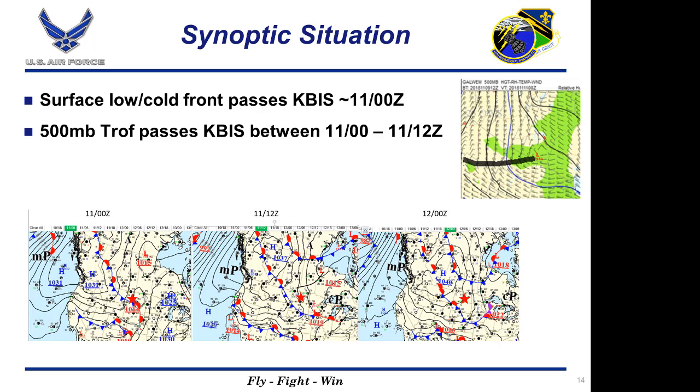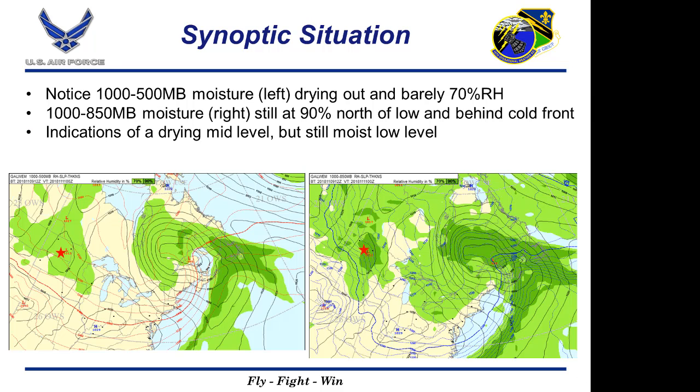The front moves past Bismarck, North Dakota near 00Z on 11 November and has moved well south by 12Z and remains there. The Galwin 500 millibar height and relative humidity chart indicates the shortwave trough passing after 0Z, which would assist in drying out the mid-levels. Notice the 1,500 millibar thickness chart beginning to dry out after the 11th at 0Z, indicating mid-level drying. However, the 1,850 millibar thickness chart still indicates 90% relative humidity over Bismarck, indicating an abundance of low-level moisture.